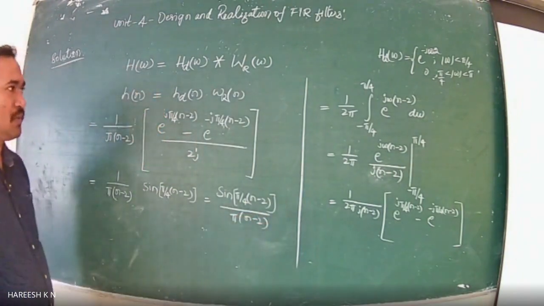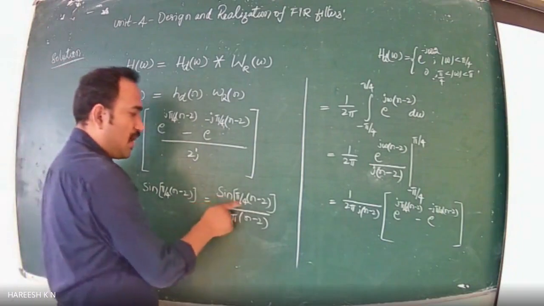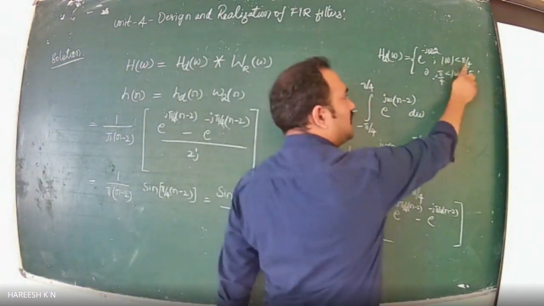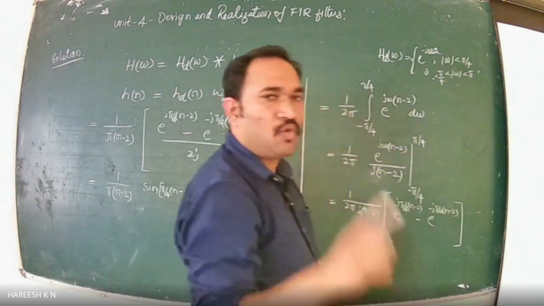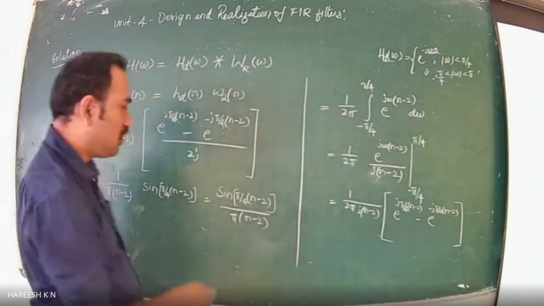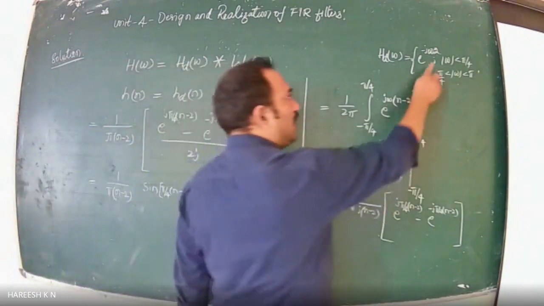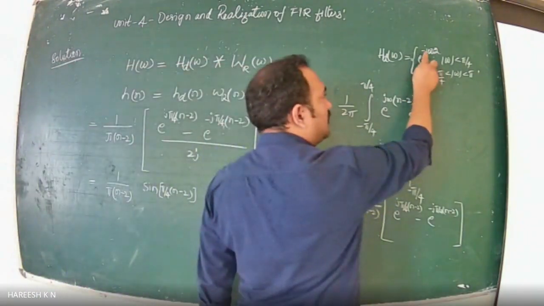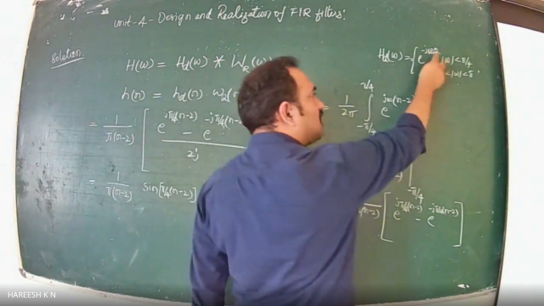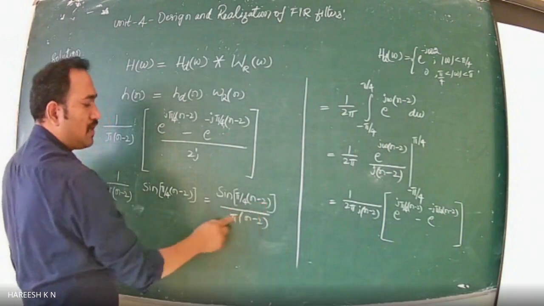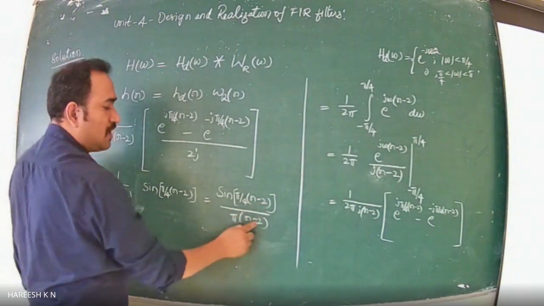Now, you can observe that sine pi by 4, this pi by 4 is the limit, omega less than pi by 4. That pi by 4 is omega c, the cutoff frequency. N minus 2, 2 is nothing but alpha. This is e to the power of minus j omega alpha. In the place of alpha, we have 2. Therefore, n minus alpha I can write over there, divided by pi into n minus alpha.